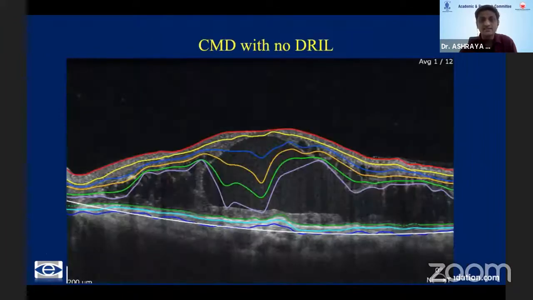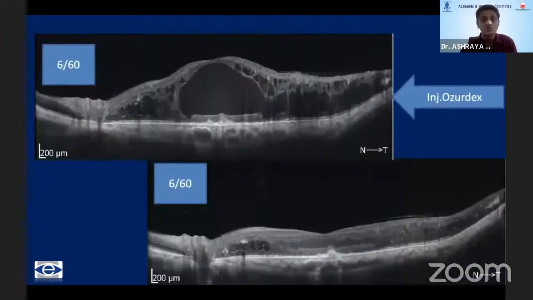So this is a case where there was no association with the DRIL. We always feel CMD is associated with DRIL, but it can be independent of DRIL also. So this is a case where we treated the patient with Ozurdex. The patient had resolution of cystoid macular degeneration, but vision did not improve. So again, these don't really have visual acuity improvement.